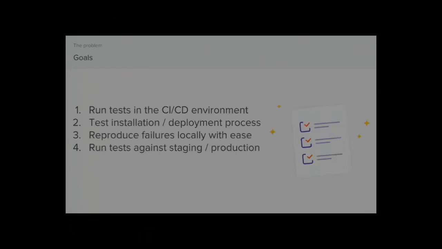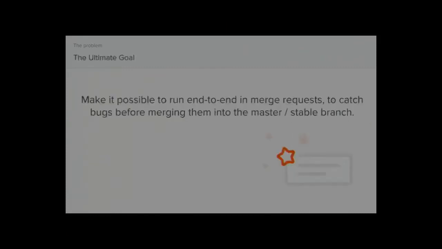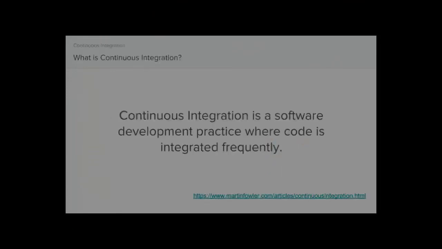We discussed our goals, and we decided that we need to make it possible to run tests in the CI/CD environment to automate testing. We also decided that we need to test the installation process and deployment process, that we want to make it easy to locally reproduce failures, and that we also want to run tests against staging, production, or any other installation like an on-premises installation. These were our goals, but our ultimate goal was to make it possible to run end-to-end tests in merge requests to catch bugs before even merging them to a stable branch or master branch.